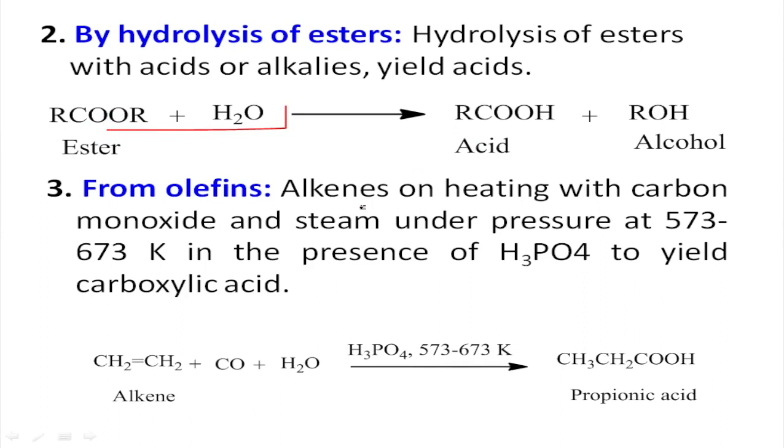Number 3, from olefins. Alkenes on heating with carbon monoxide and steam under pressure at 573 Kelvin to 673 Kelvin in the presence of phosphoric acid yield carboxylic acid. So an alkene is the olefin, an unsaturated compound with a double bond, and with carbon monoxide and steam at 573 to 673 Kelvin it gives propanoic acid.